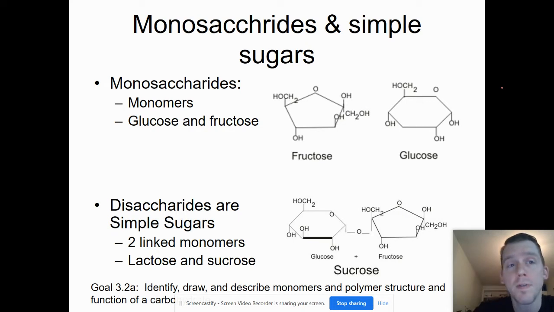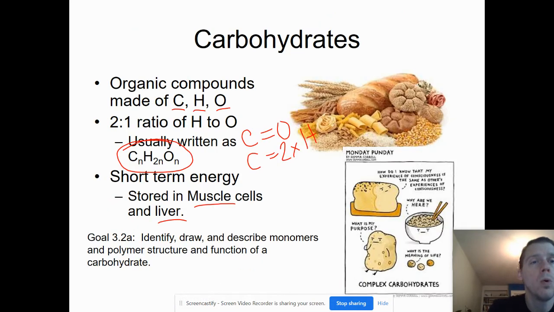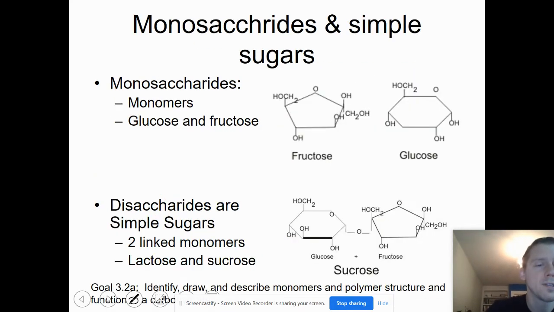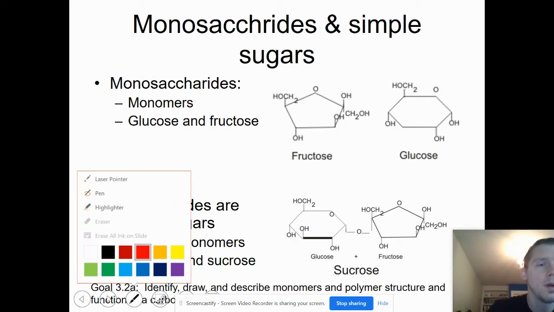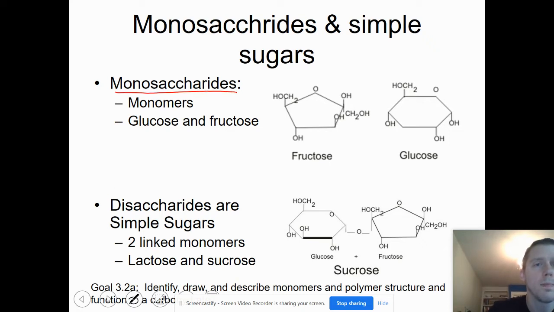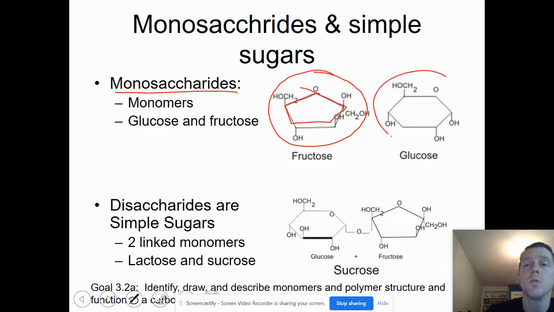The monomers of a carb is called a monosaccharide. So a monosaccharide, mono means one, saccharide means sugar. So a monosaccharide is a monomer. And they typically will have these ring structures. So if you see this thing here labeled fructose, notice that it looks like a pentagon. And then there's glucose. Glucose looks like a hexagon.